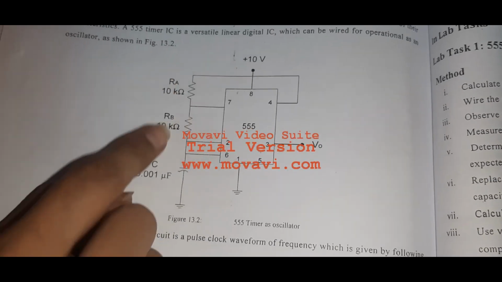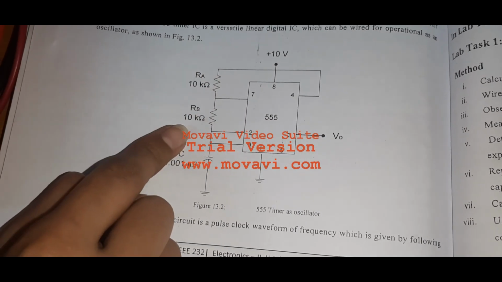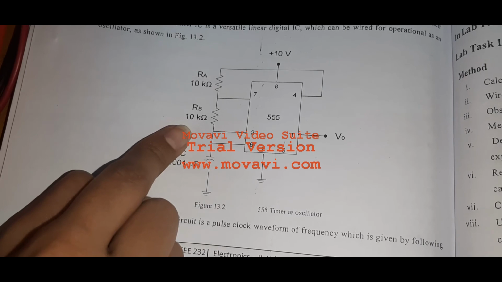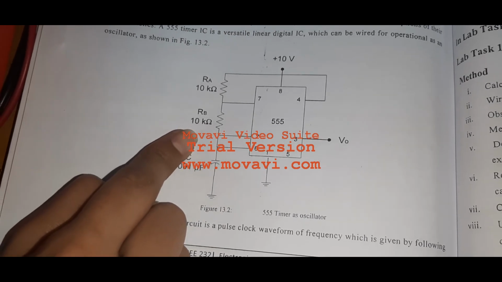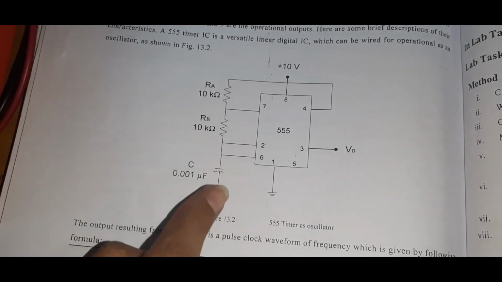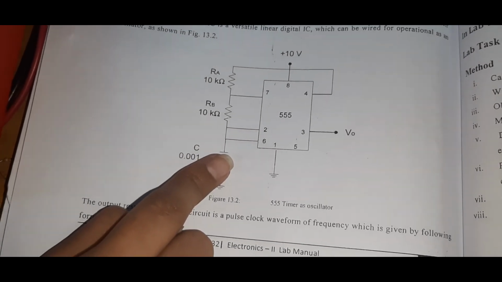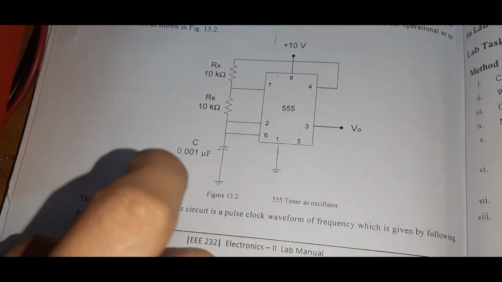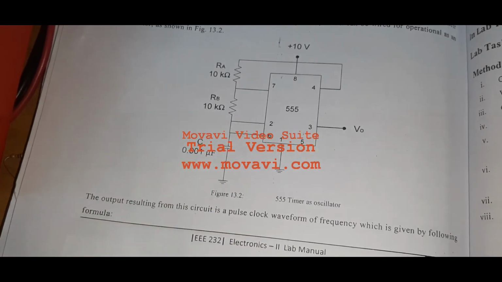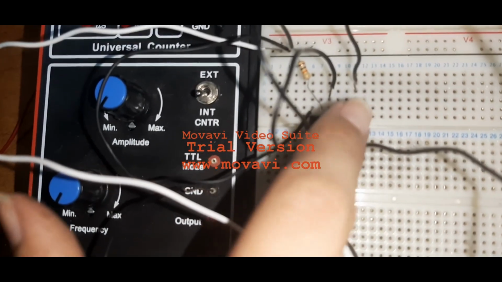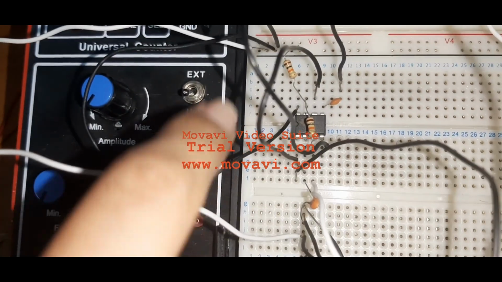Here these two resistors are used to maintain the duty cycle of the 555 timer circuit and the output wave that is produced, and this capacitor is used to maintain the frequency of oscillation. For this purpose, I assembled the circuit on the breadboard. You can see that I use two capacitors here and two resistors here.